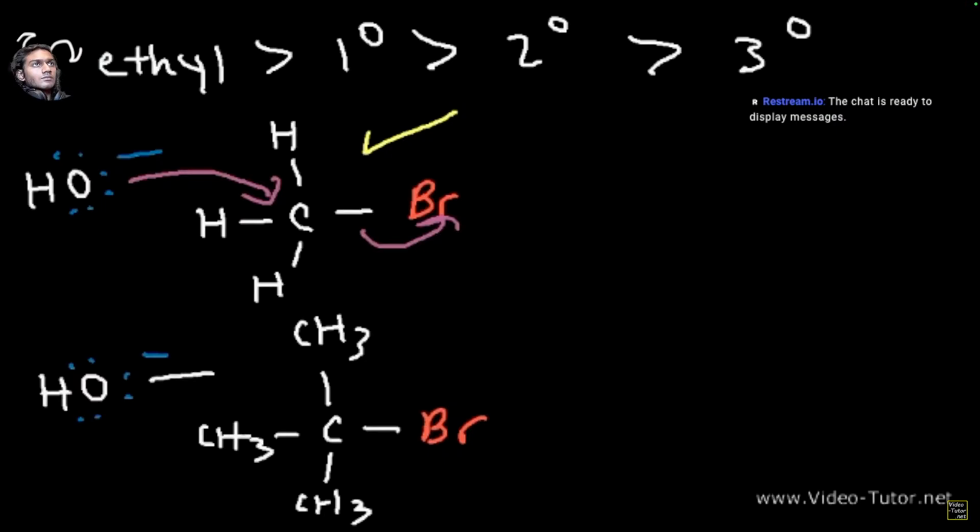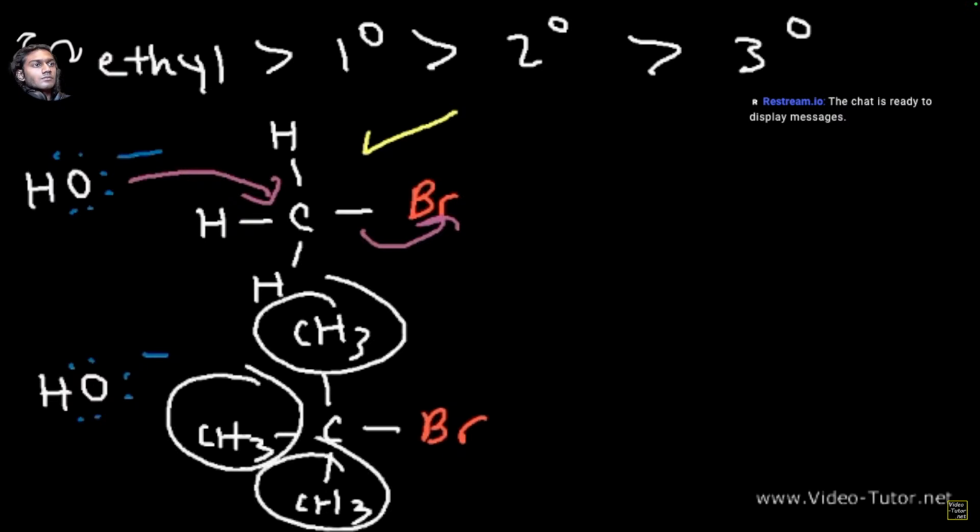Hydroxide has a difficult time getting to this carbon because of these bulky methyl groups. The methyl groups basically protect this carbon atom from the hydroxide group. And so because of steric factors, it's very difficult for hydroxide to access the carbon. And that's why tertiary substrates don't work very well. The carbon atom that has the leaving group is virtually inaccessible. It's very difficult to get to.